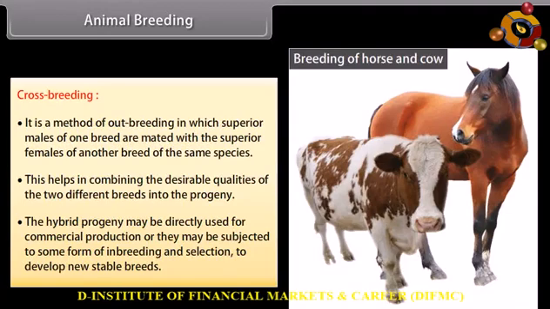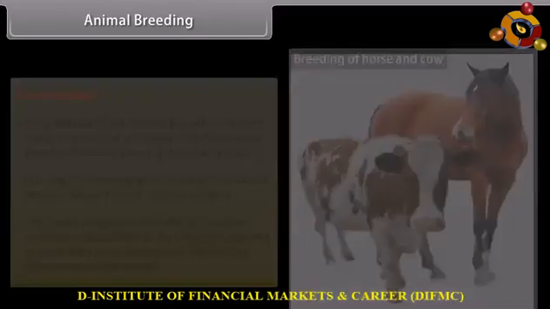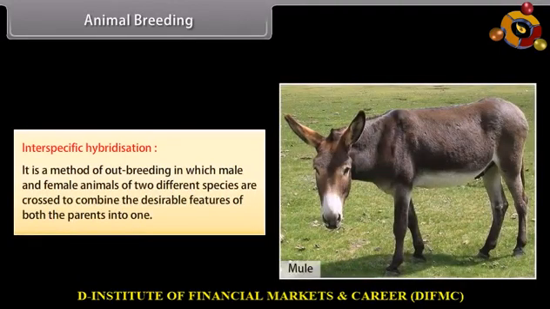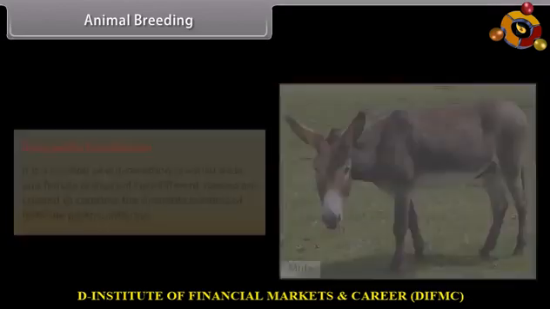One example of crossbreeding is Hisardale, a new breed of sheep developed by crossing Bikaneri ewes and Merino rams. Interspecific hybridization. It is a method of outbreeding in which male and female animals of two different species are crossed to combine the desirable features of both the parents into one. For example, a mule is produced by a cross between a male donkey and a female horse.